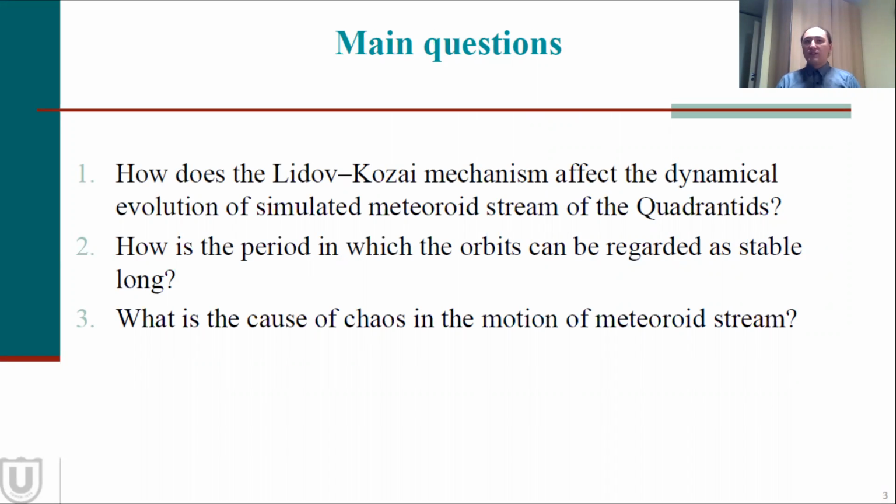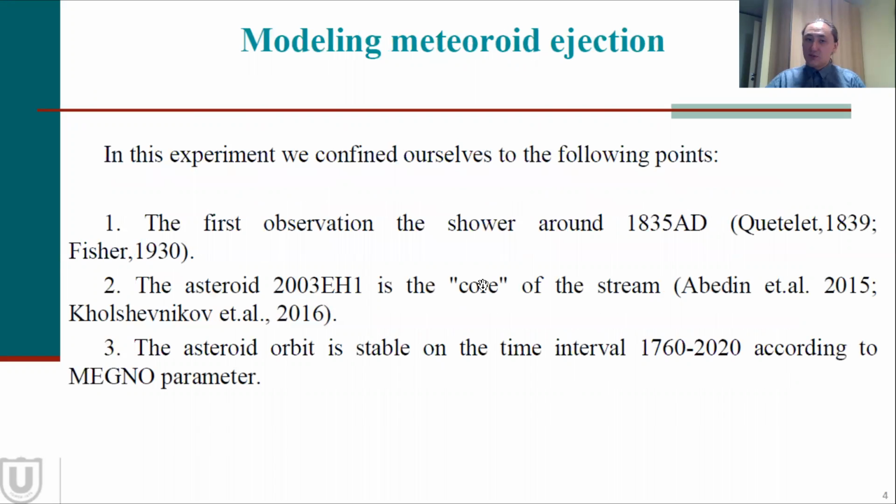In this work, we try to answer the following question: how does the Lidov-Kozai mechanism affect the dynamic evolution of the simulated meteoroid stream of the Quadrantids? How long is the period in which the orbit can be regarded as stable? That is the case with chaos of motion in the meteoroid stream. In this experiment, our starting point is the first observation of the shower around 1835. The asteroid is the core of the stream. The asteroid orbit is stable on the time interval from 1760 to nowadays, according to the MEGNO parameter.